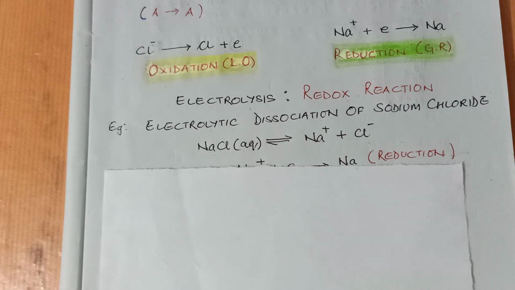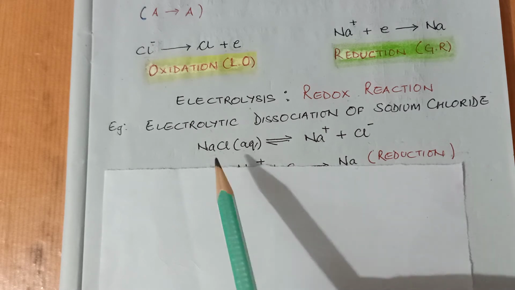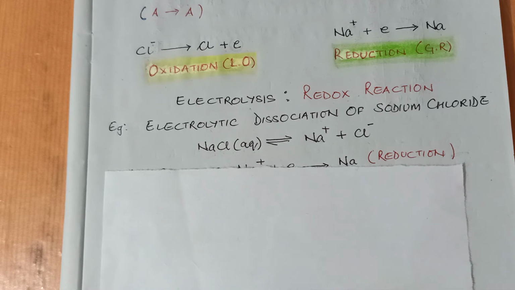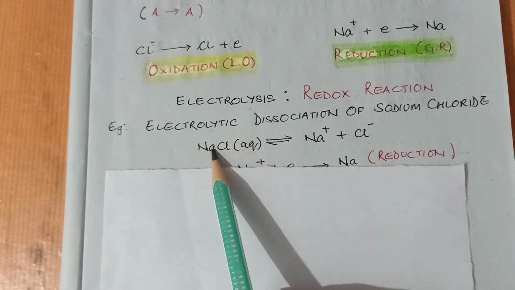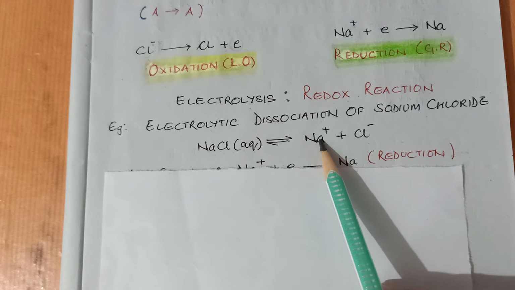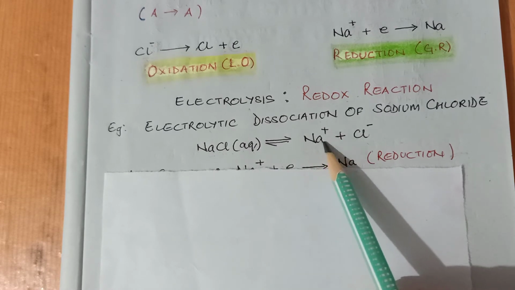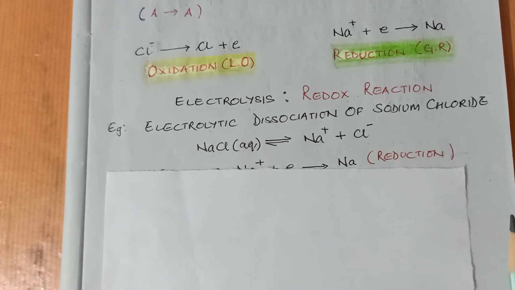But when they are dissolved in water, these strong electrostatic forces of attraction become weak due to the effect of water molecules, as a result of which these ions now become free. They split into sodium ion and chloride ion.